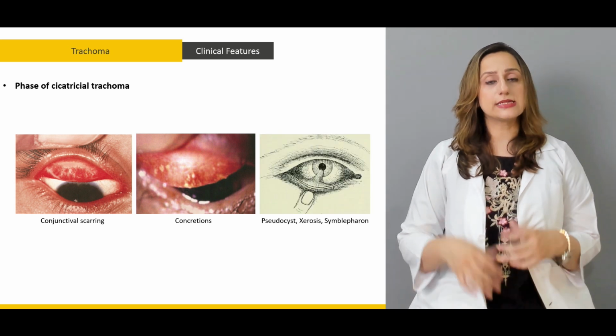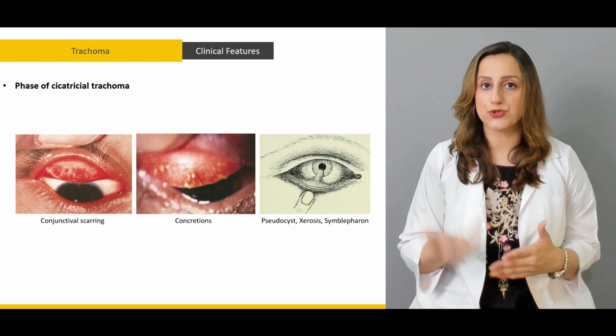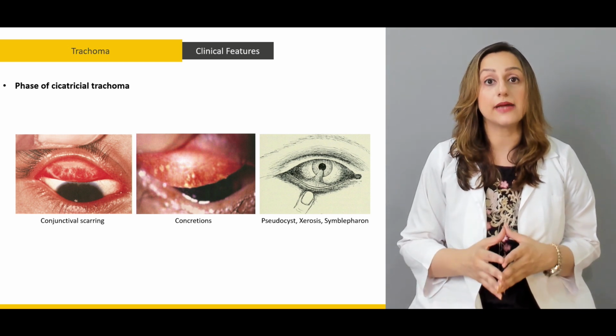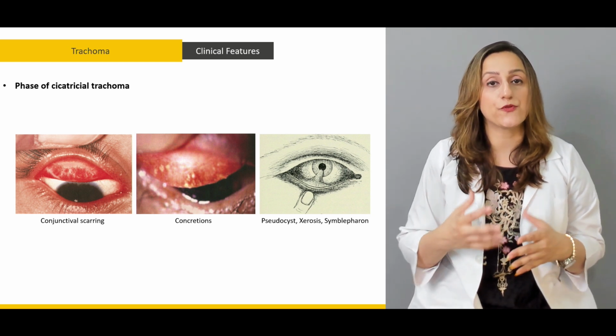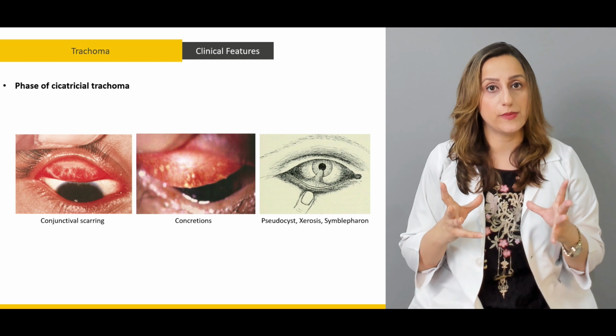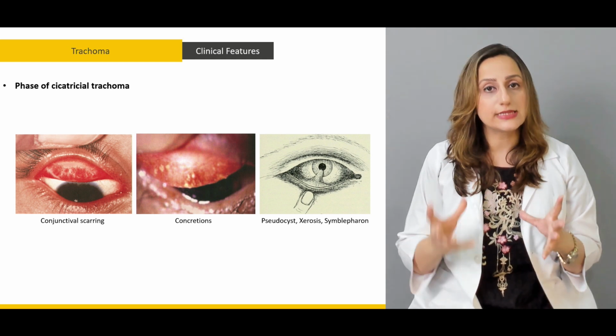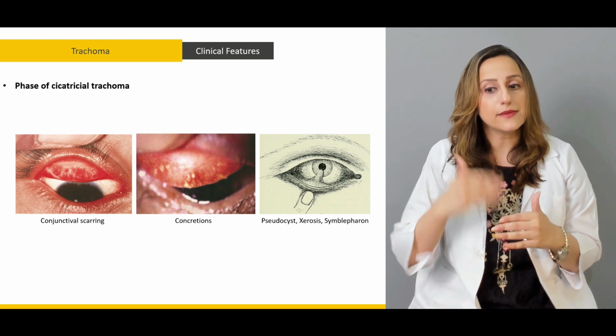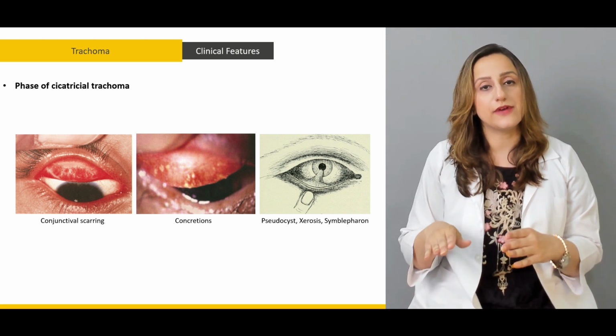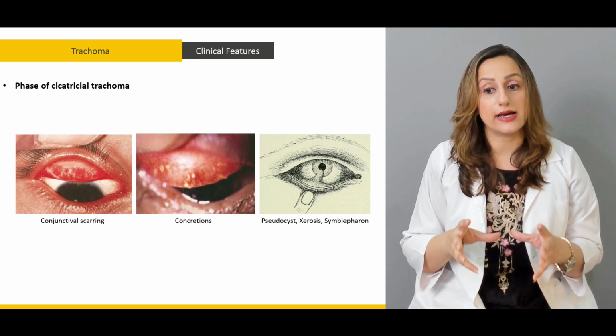The other complications can be the development of the pseudocyst in the conjunctiva. It can be xerosis. Xerosis is basically a term that is used for dry eye syndrome. Basically, the lacrimal system, the lacrimal glands, are affected in such cases, and that gives rise to the development of this condition, which is known as xerosis.